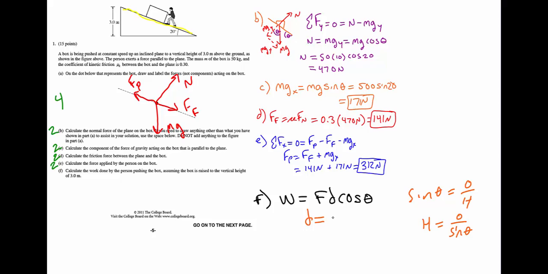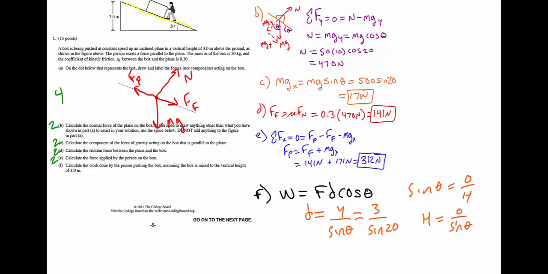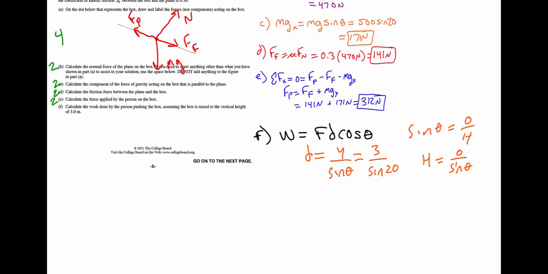I'm going to say D is the height, I'll call that my y distance, divided by the sine of theta. So this could be 3 divided by the sine of 20. And that's going to be this whole D cos theta part, because I'm going to use the F that's actually pushing it up the plane. So let me first find D.